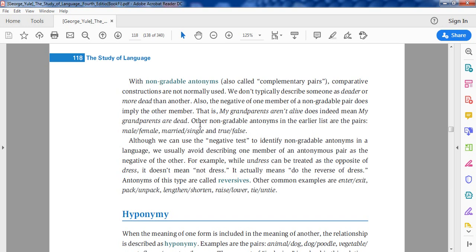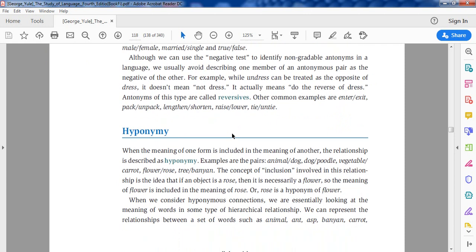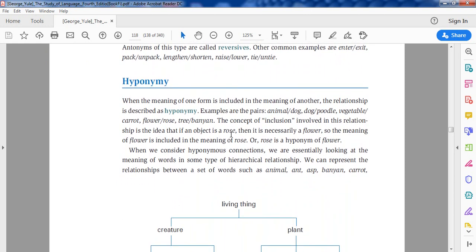I cannot make it gradable. For example, here: male, female, married, single, true, false. I cannot say a truer, a truest, and false, falser, falsest. Okay, we have just one word that is the opposite of the other. We'll come to the next.